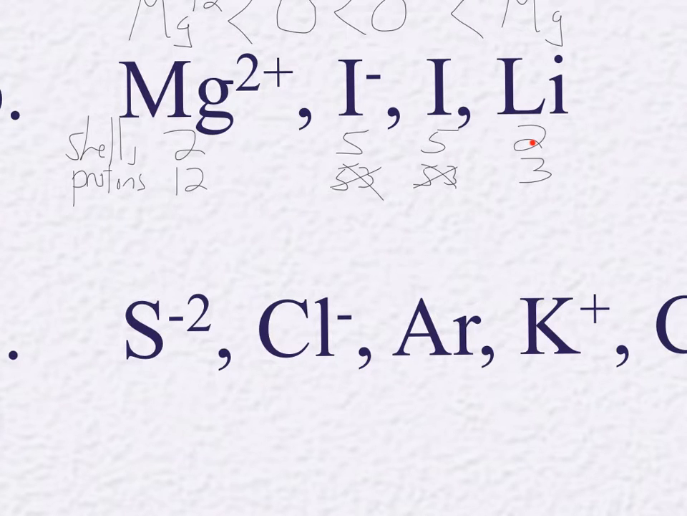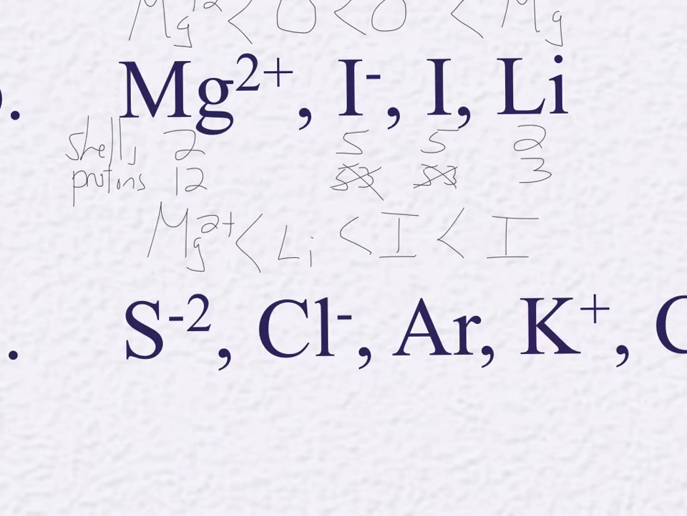You need to state that because that's the only way that we're going to compare their effective nuclear charge. And magnesium has more protons, so it has a higher effective nuclear charge. Magnesium is the smallest because it has the least number of shells with the highest effective nuclear charge. Those are the vocab words you're using. Lithium will be the second, and then iodine, and then iodide, the ionic version, is the largest.